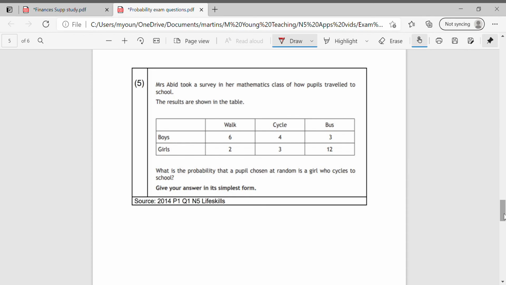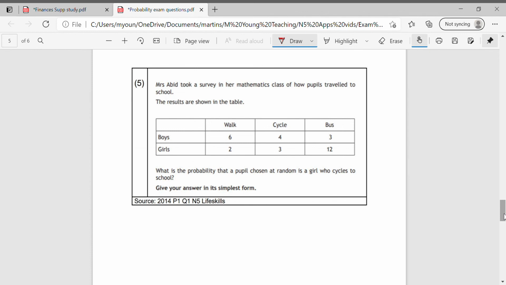Okay, so Mrs. Abid took a survey in a mathematics class of how pupils travel to school. The results are shown in the table, so we've got walk, cycle, bus, and for boys and girls. What is the probability that a pupil chosen at random is a girl who cycles to school? Give your answer in its simplest form.